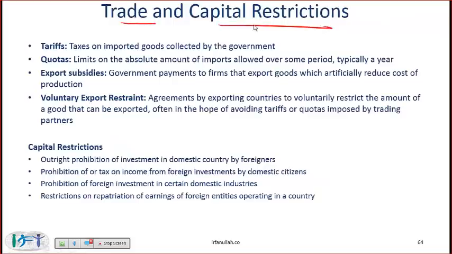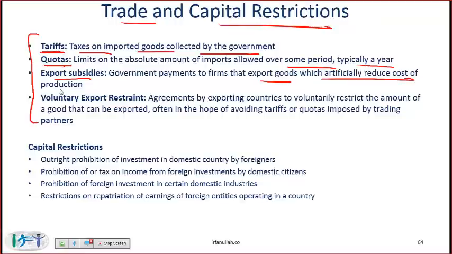Trade and capital restrictions. These are the various sorts of restrictions that you need to be aware of on the trade side. So you can have tariffs. These are taxes on imported goods collected by the government. Quotas, these are limits on the absolute amount of imports allowed over some period, typically a year. Export subsidies, these are government payments to firms that export goods which artificially reduce cost of production.